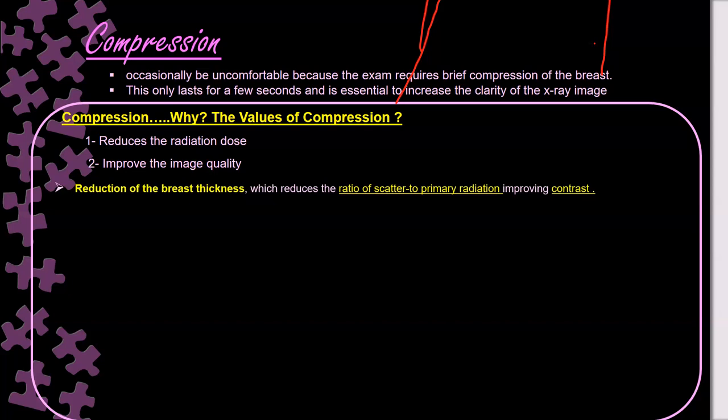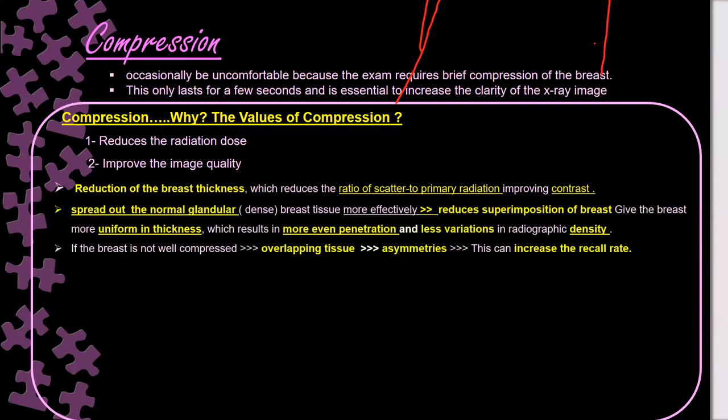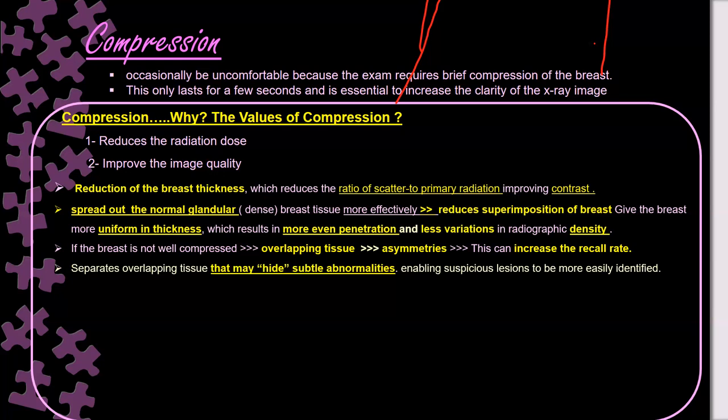How? Reduction in the breast thickness due to compression will reduce the scatter, and reduction of scatter definitely improves contrast. Spreading out of the glandular tissue will reduce the superimposition of the tissue, give uniform thickness and more even penetration, so less variation in radiographic density, reduce pseudo lesions and asymmetries, and definitely this will reduce the rate of recall. And at the same time, spreading of the breast tissue, which might hide a subtle abnormality, as we have seen in the previous case, enables us to visualize small suspicious lesions.